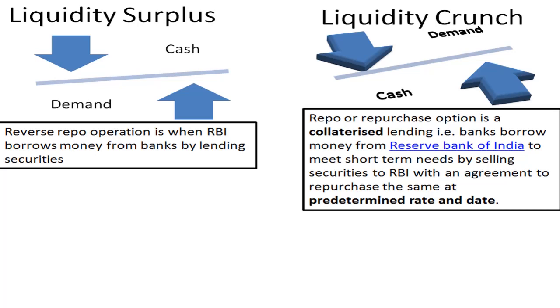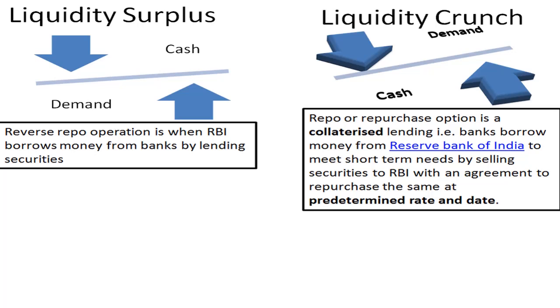A similar option is available to deal with liquidity surplus, because liquidity surplus is also harmful for the bank. If there is a surplus amount with the bank and it is idle, there is no benefit or interest the bank can get out of it, because the bank has assured customers a fixed interest rate on savings accounts, and some fixed interest rate on fixed deposits and recurring deposits.